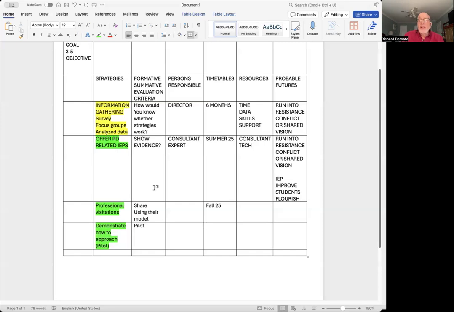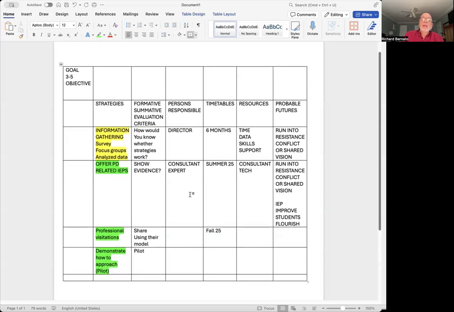Because in fact, what always happens, believe me when I tell you this, if you haven't done one of these already, someone will ask two years from now, what happened to the plan and how do you know whether those strategies have worked? That's a very legitimate question for a board member or someone from district office, for example, to ask. Person responsible, I think it's clear enough. Again, timetables throws me a little bit.